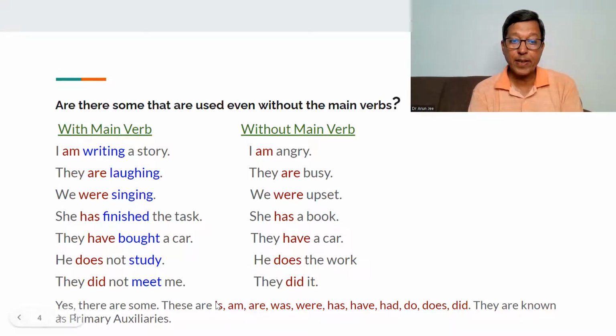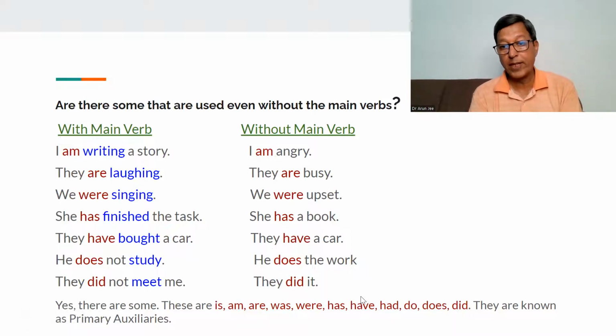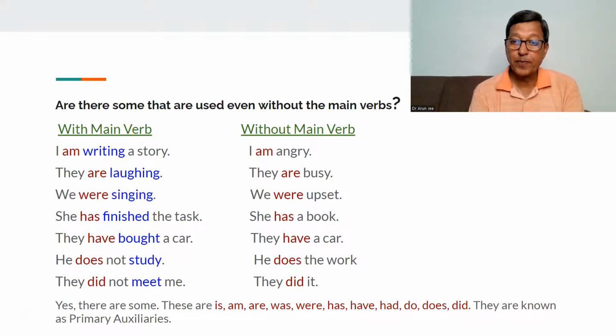And the complete list is here: is, am, are, was, were, has, have, had, do, does, did. So what are they called? They are known as primary auxiliaries. What about the other auxiliaries?